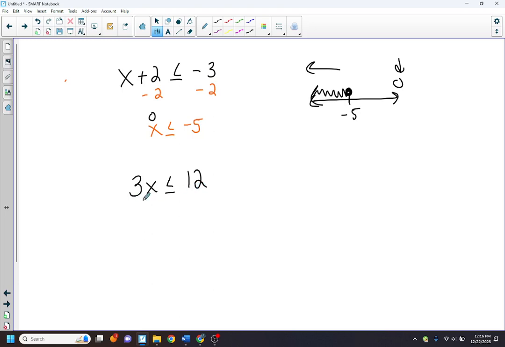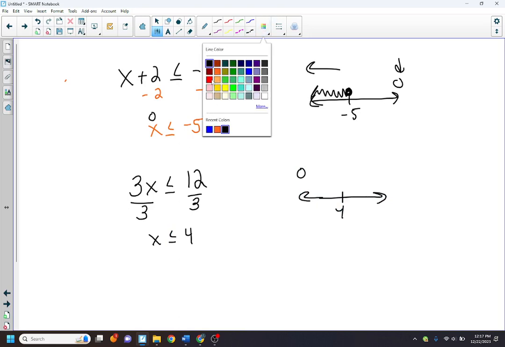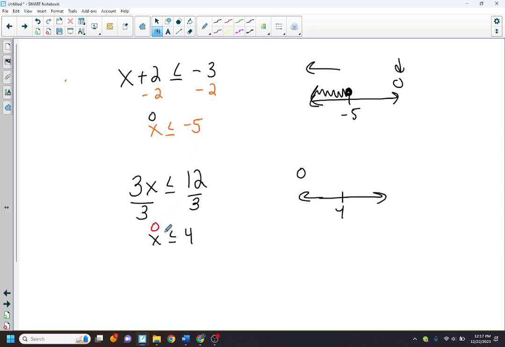So then 3x is less than or equal to 12, divided by 3 on both sides. X is less than or equal to 4. So if 4 was in the middle, we go to test it. 0 is less than 4. That is true, so we're going to do a closed circle and to the left. That's true, so I go towards 0.